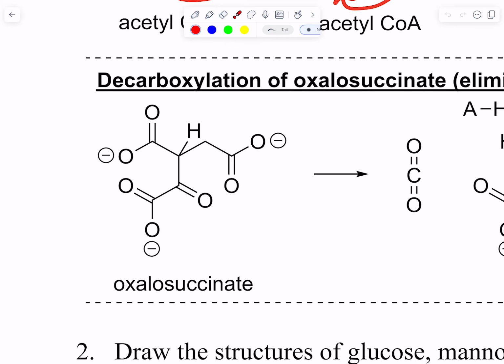It's going to be tricky because there are 3 carboxylates in this molecule. Only one of them is beta. Only one of them has a beta keto group.